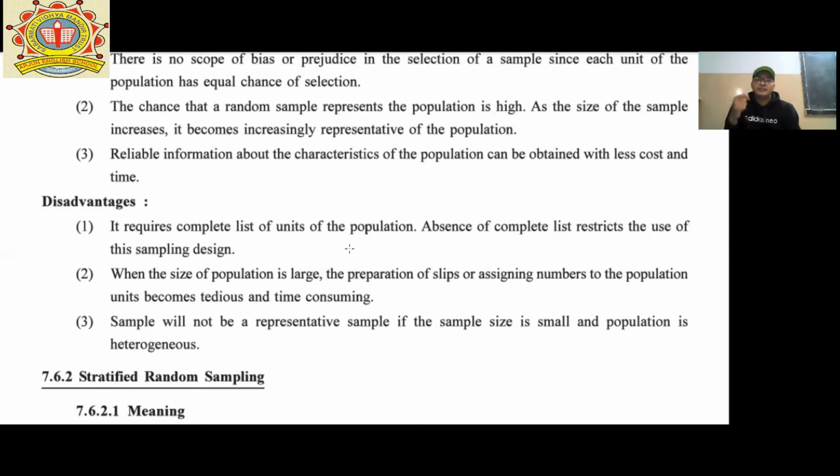Third one, the sample will not be representative if the sample size is small and the population is heterogeneous. So here we have to understand that the size of the population should not be very small, in order to select the proper sample from the population. It means the sample size should be normal, or it can be very large. But if the size is small, then the population may be heterogeneous.